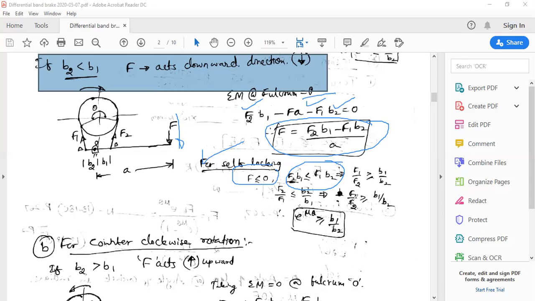With respect to F1 B2, F1 by F2 is greater than or equal to B1 by B2. F1 by F2 is nothing but e raised to mu theta, which is greater than or equal to B1 by B2. So this is another expression that we have to mention here. Usually this will be the case that will be given in most of the situations.